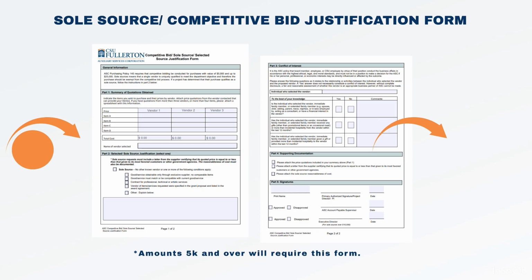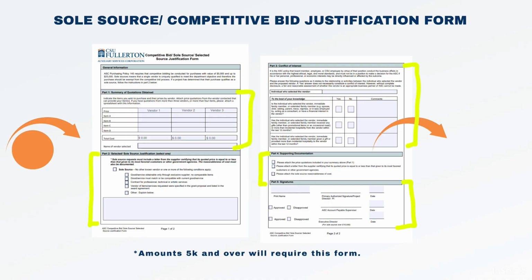So I'm going to go over the competitive bid sole source selected source justification form. ASC Purchasing Policy 145 requires that competitive bidding is to be conducted for purchases with a value of 5,000 up to 25,000. Sole source means that a single vendor is uniquely qualified to meet the department objective, and therefore the purchase should be exempt from the competitive bid process. You will skip part 1 and go to part 2 and complete those sections.